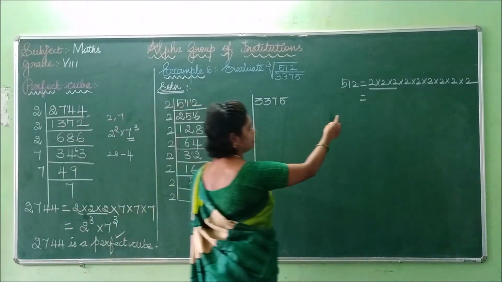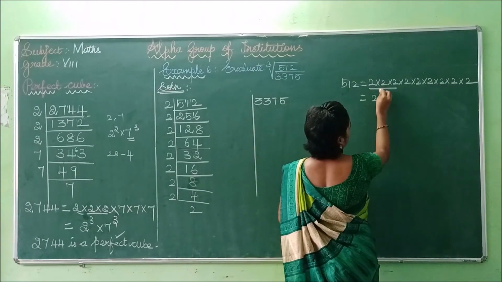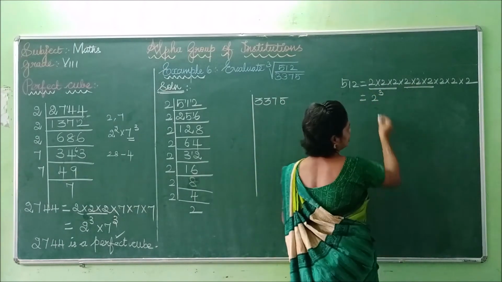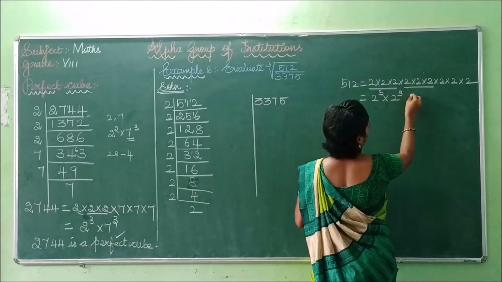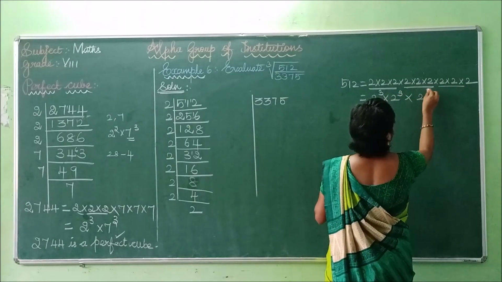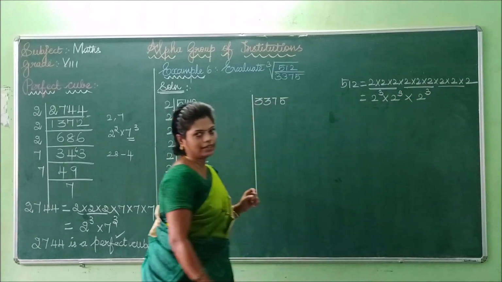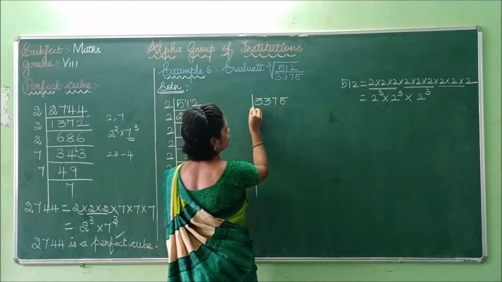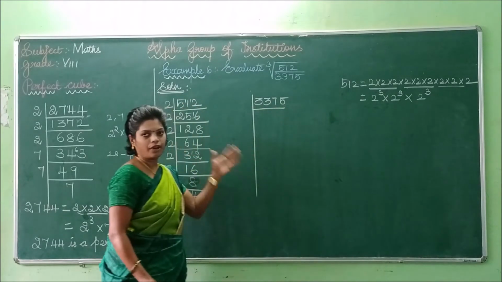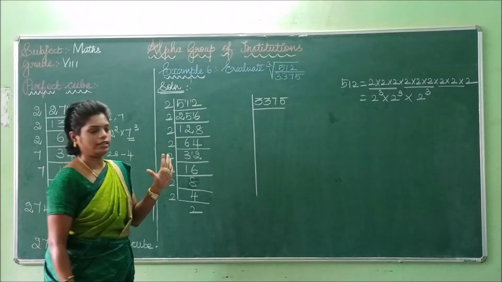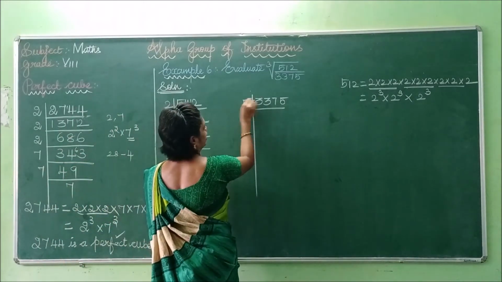So what is the result here? 2 as 3 times, and again you take another 3 into 2 cube and another 3 into 2 cube. You can write like this. Then find the value of this. So if a number ends with 5, you can divide it with the 5 table. So divide it in the 5 table.